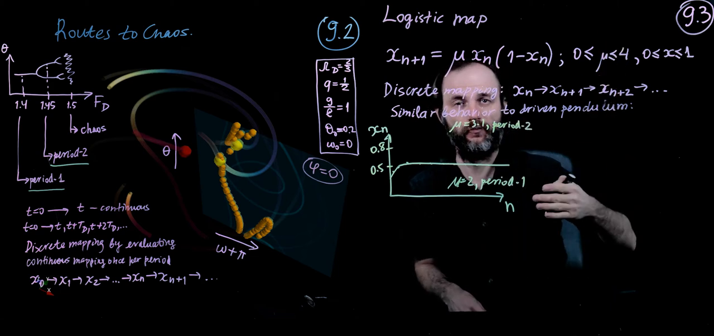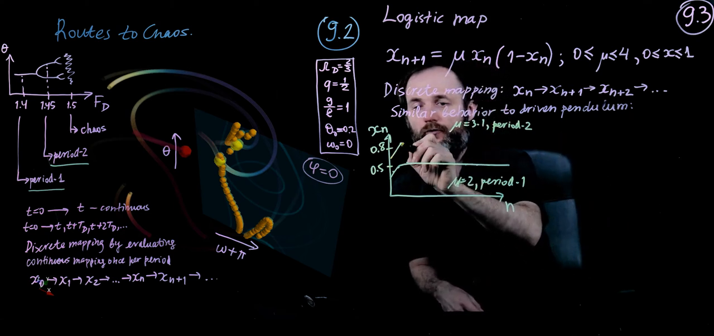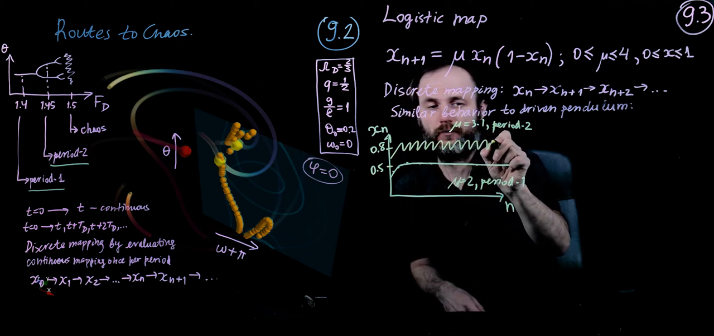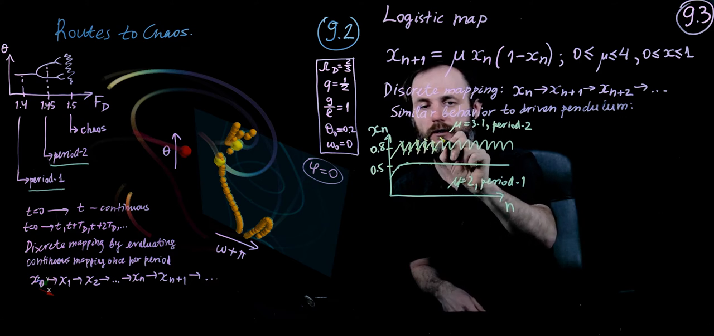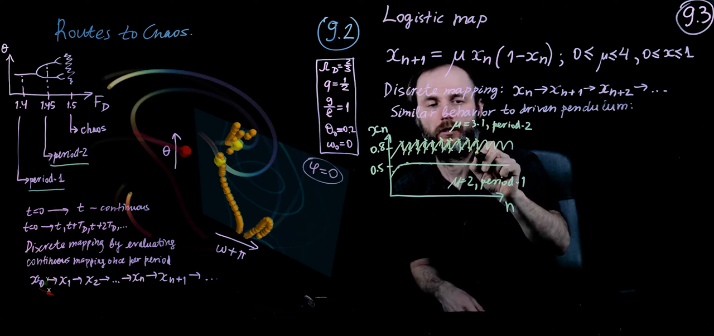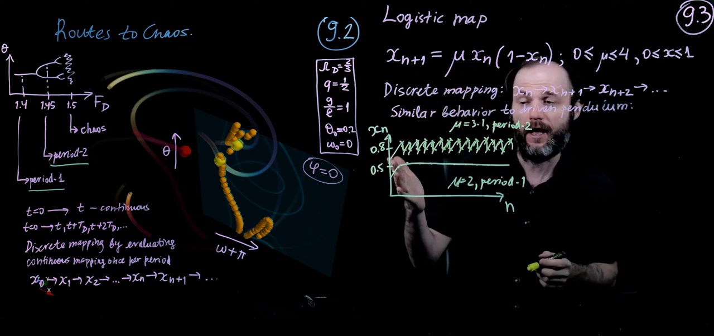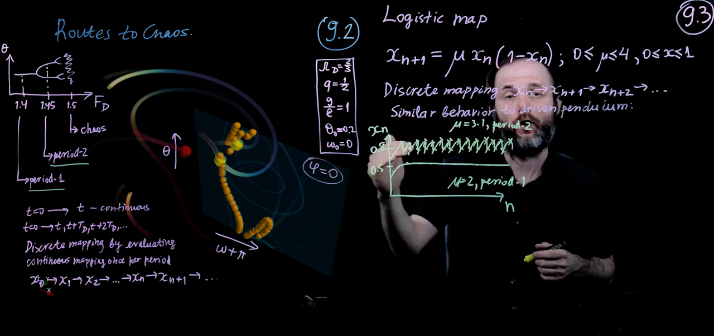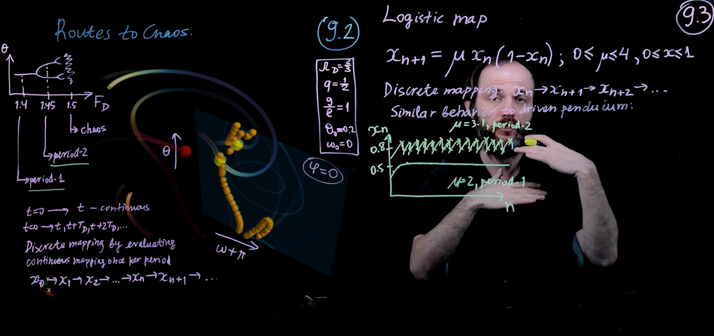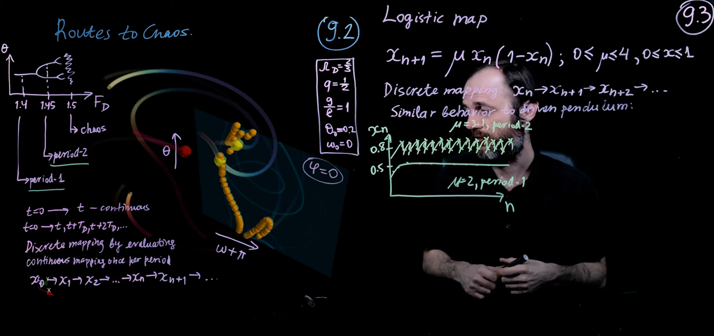The larger the value of mu, it's kind of the equivalent of the amplitude of the forcing. We will find something that looks like that. So for every n, we're going to get a different number, but there are only two different numbers. For even and odd n's, the numbers are all the same. So that is period 2 behavior of the system.